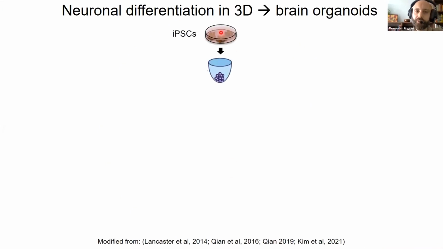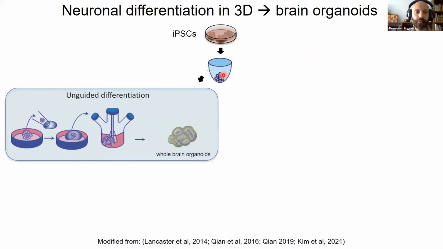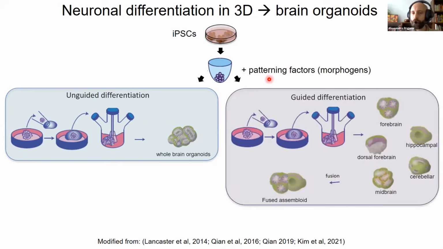When we start from iPS cells, you start by aggregating the cells and then let them spontaneously differentiate. There are basically two strategies. One is to not do much, just keep the organoids growing in a bioreactor and let them grow over time, in a more physiological approach. Or you can add some small molecules or growth factors to push the organoids in a defined direction, for example dorsal forebrain or midbrain, to have a more defined identity. And then you can even fuse these into so-called assembloids.